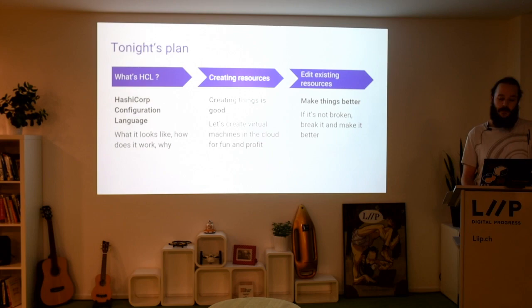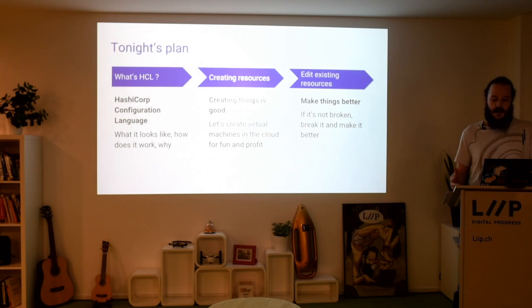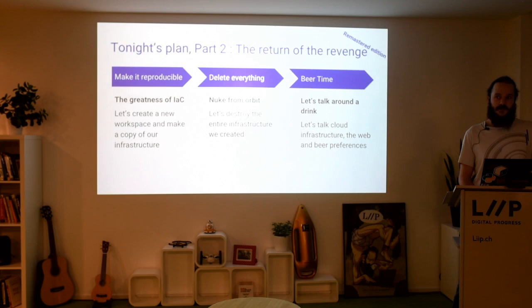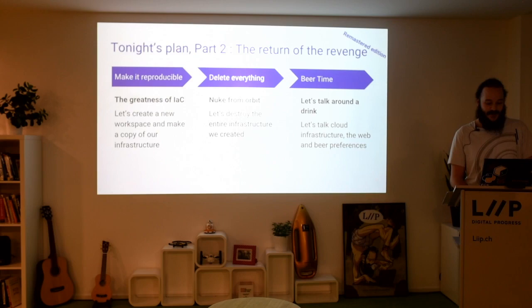After that, I will show you how to edit them, because what's the point of having an infrastructure if you can't make it better through time? And if it's not broken, you break it and you make it better. After that, we'll make our code reproducible. We'll take what we created and make two versions that are the same, like a production and a staging environment, if you will. Then we'll delete everything, because AWS instances cost money. If I don't need to let them run, I will destroy them. And then we'll have a beer and talk about cloud, web, and beer, if you want.